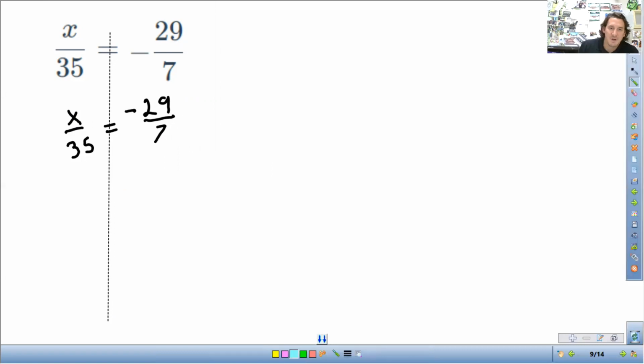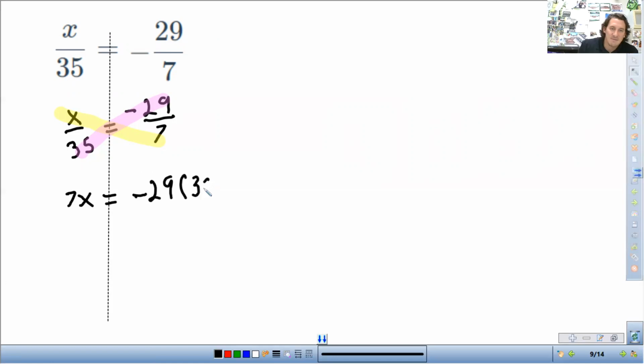I have some big numbers with this one. So x times 7 on one side, and then negative 29 times 35 on the other side. So x times 7, or 7x, is equal to negative 29 times 35. Go use the calculator for that. Negative 29 times 35 is negative 1,015. Negative 1,015 is equal to 7x.